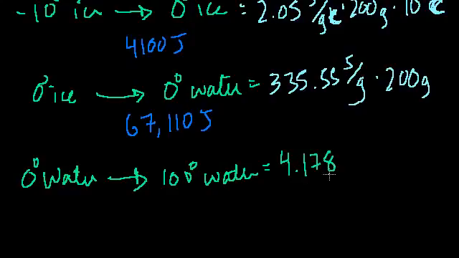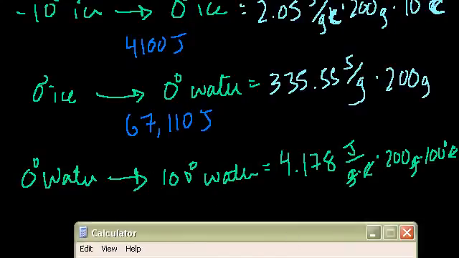I might be off a little bit on that number, but that digit's not that significant. Joules per gram Celsius times 200 grams times 100 degrees Celsius. Notice the Celsius and the Celsius cancels out, the grams and the grams cancel out. So we are left with joules, which is what we want. We want to know how much heat or how much energy we're adding to the system.